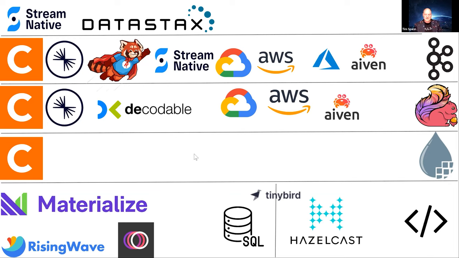On the app space, obviously, Flink and some of the other tools have application ways to access this data. So does Tinybird, and my friends at Hazelcast have some interesting ways to connect to these. And I'll show you at the end a little example. You can really use a lot of these together, so it's not all in on one thing.